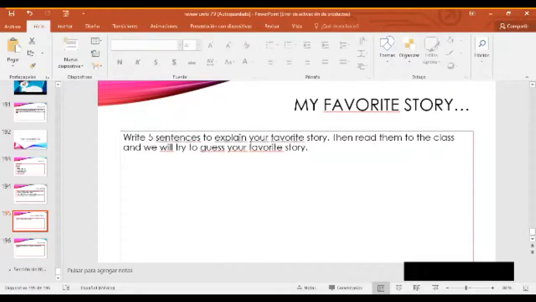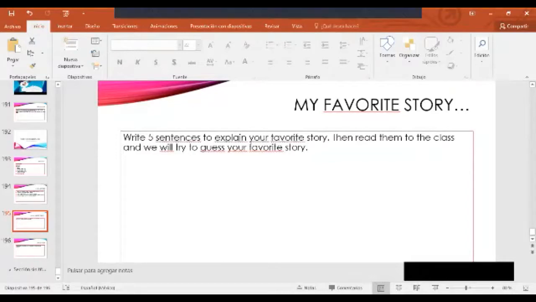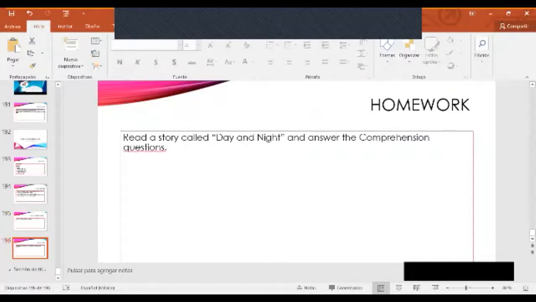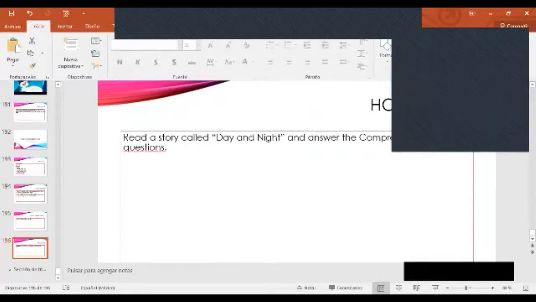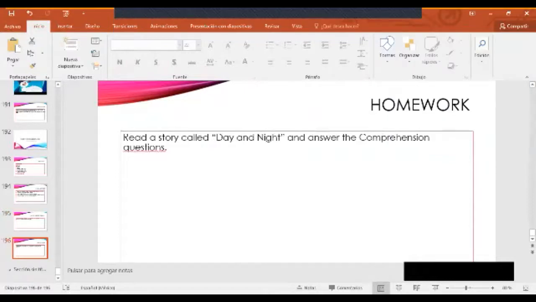So now you guys are going to write 5 sentences to explain your favorite story. It has to be a real story. It can be a story, a movie, a cartoon. And then tomorrow's class, we are going to read them to the class, and everybody will try and guess what your favorite story is. For homework, you are going to read a story called Day and Night, and then you are going to answer the comprehension questions.